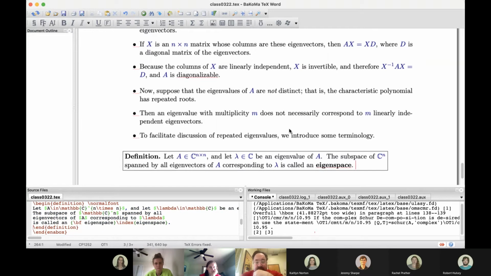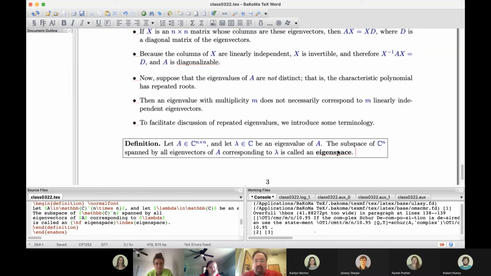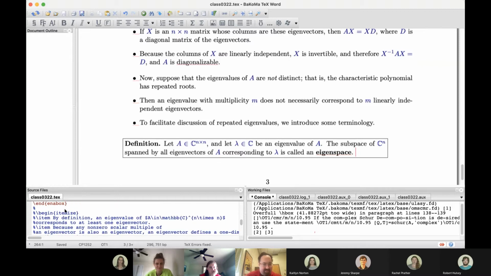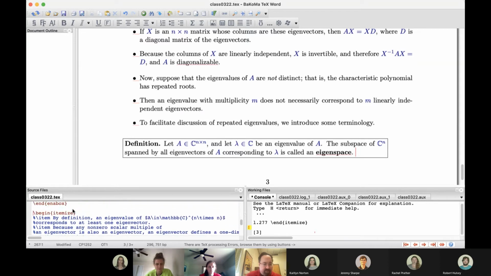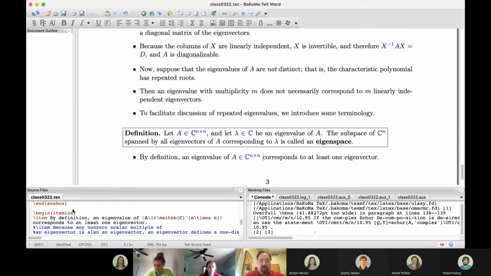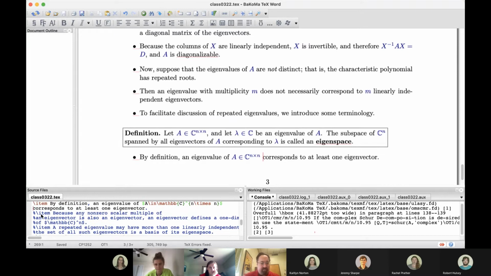So first, if I have an eigenvalue of a complex matrix, the subspace spanned by all the eigenvectors of A, we call that an eigenspace. Because obviously we don't have enough eigenwords. So what do we know about this eigenspace? First, it has to have dimension at least one, because any eigenvalue has to have at least one eigenvector that goes with it. That's literally the definition of an eigenvalue and eigenvector.